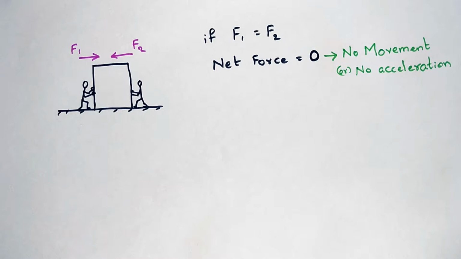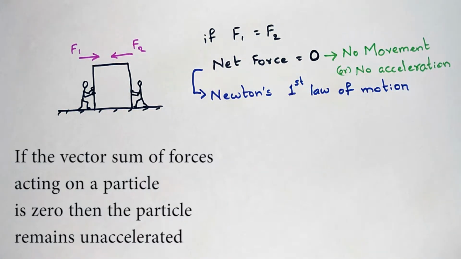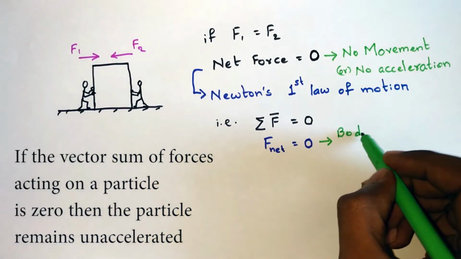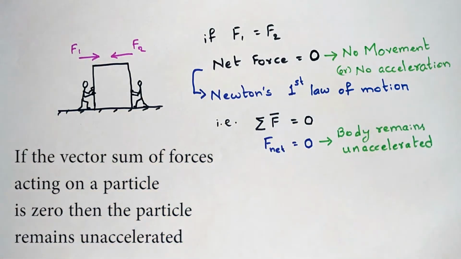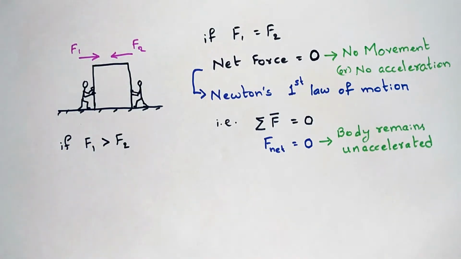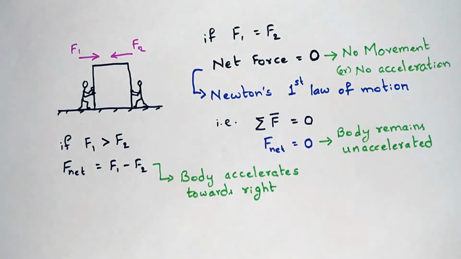This statement can be rewritten as Newton's first law of motion, which states that if the vector sum of forces acting on a particle is 0, then the particle will remain unaccelerated. But what if F1 is greater than F2? Then there will be a net force acting on the body, which is F1 minus F2, and the body might accelerate in the direction of the net force, which is towards right side.